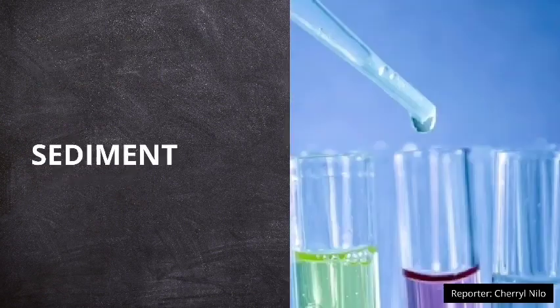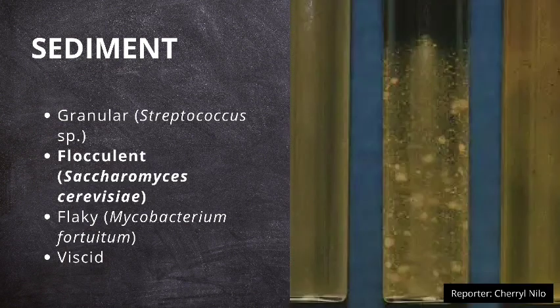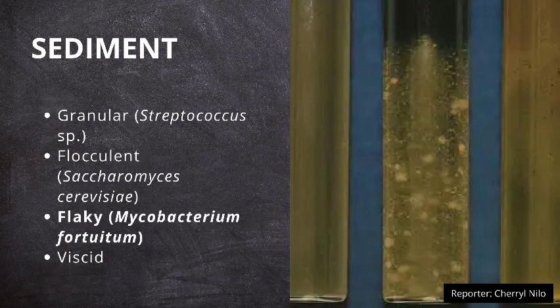The fourth characteristic is sediment. It is any particulate matter that can be transported and deposited as solid particles. Under the sediment, we have granular. It has small particles. Example to this would be Streptococcus species. Next is flocculent. It has small masses of growth of various shapes. Example to this is Saccharomyces cerevisiae. Next is flaky. It has large particles. Example to this is Mycobacterium fortuitum.